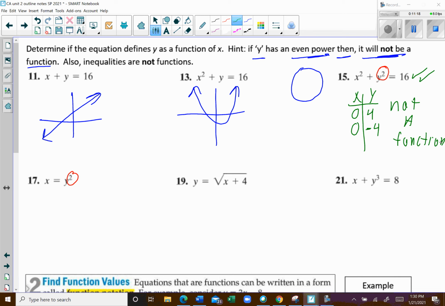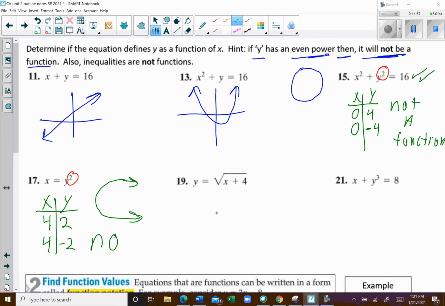All right. And same thing with number 17. By the way, if you want to know what this one looks like, it looks like a parabola on its side. So it looks pretty similar to number 13. It's just on its side. And once again, I could make up some values here. x could be like 4. So y could be a 2, or y could be a negative 2, because negative 2 squared would still be a 4. So that one's not a function either. So I'm just going to put no.